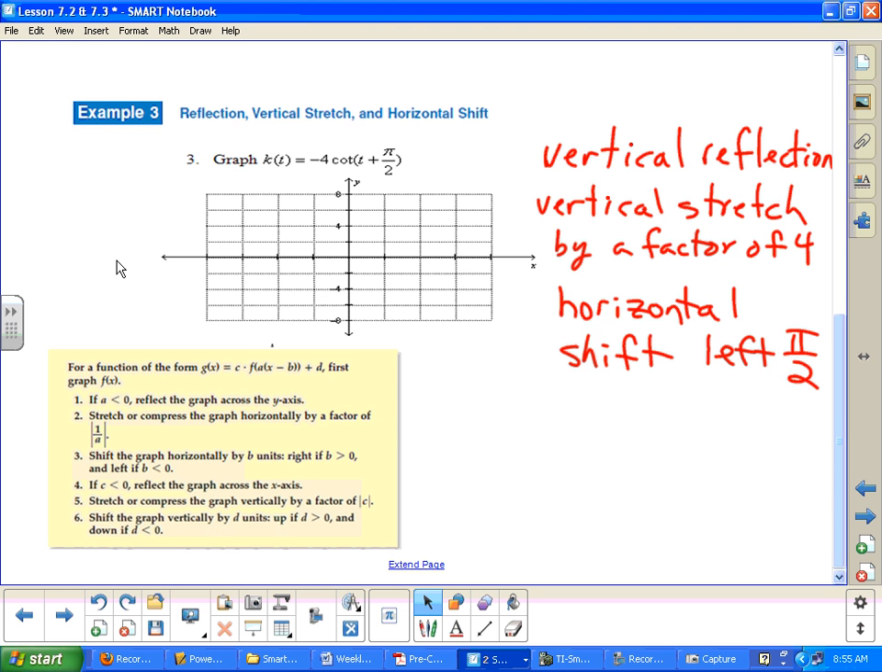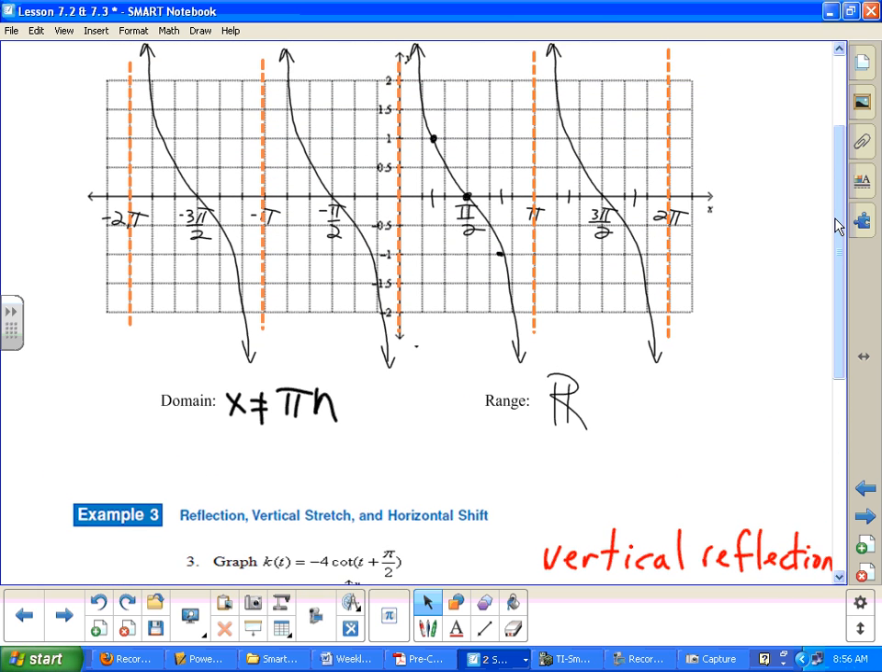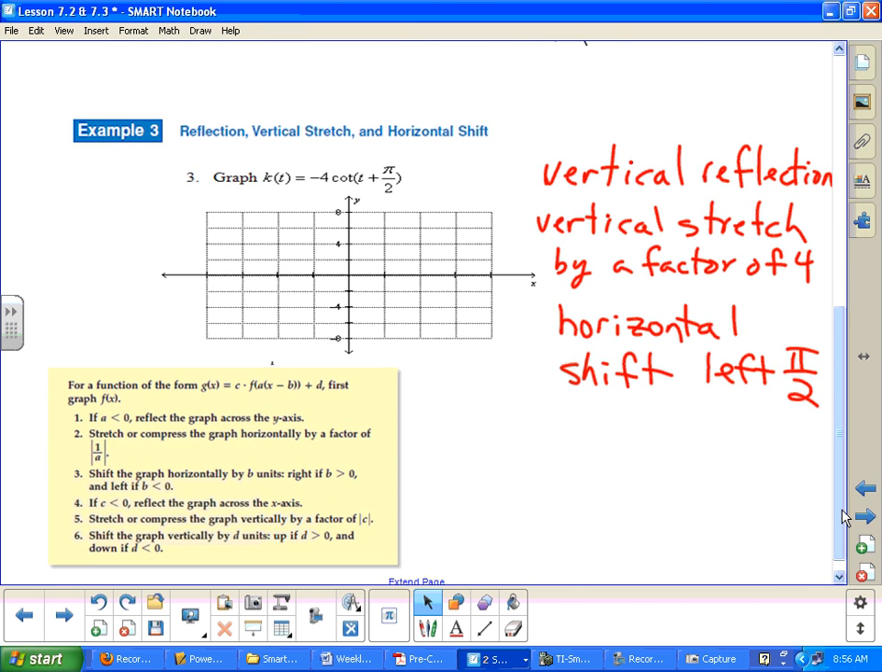The first thing we're going to do is focus on the horizontal change first, because part of the reason why the letters A and B come first in the alphabet is they come first here. So we need to do our horizontal shift first. Since we're shifting horizontally by pi over 2 to the left, all these asymptotes are going to be shifted to the left pi over 2. So instead of my asymptotes being at 0, pi, 2 pi, they're going to be at negative pi over 2, pi over 2, 3 pi over 2. So the first part of my graph is shifting my asymptotes over.